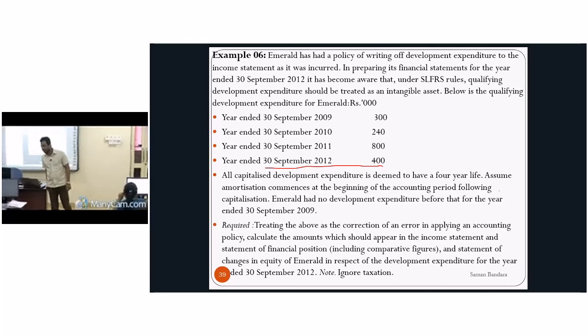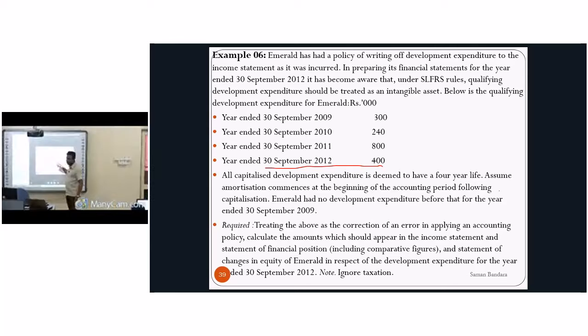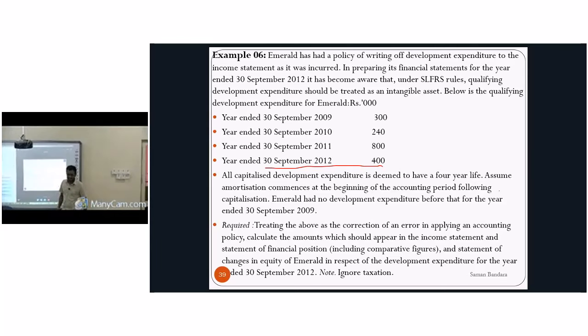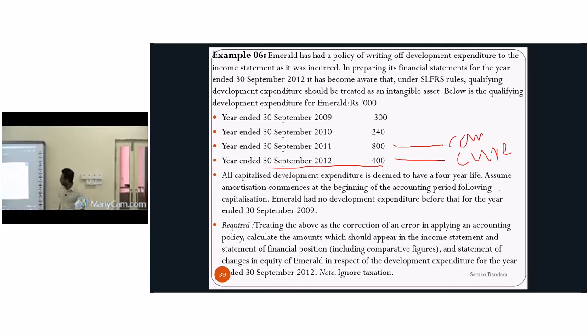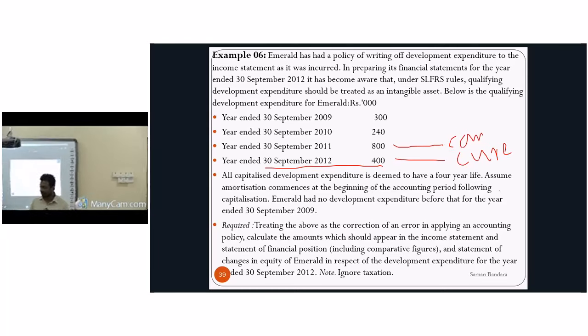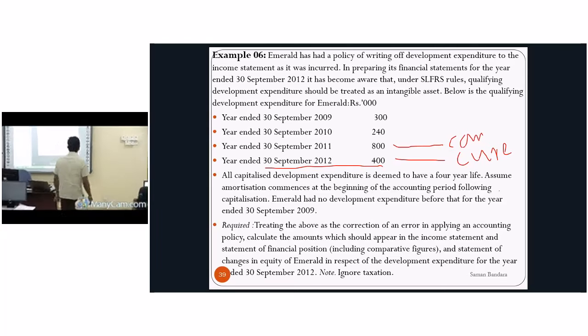What should that be? That should be 30th September 2010. Why? This is my comparative year. This is the comparative year. This is the current year. So therefore, retained profit brought forward will be 30th September 2010. Now how do we act on that? Now you have to find out the total impact. What is the total impact?